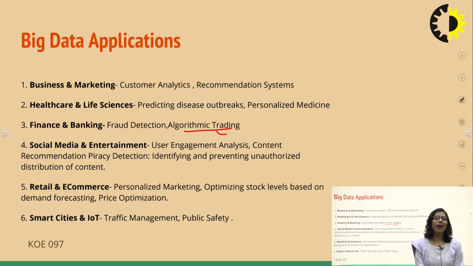If the demand is high, they can increase the price. So, they have to first analyze, right? Then there's IoT, traffic management and public safety. All these also help in managing the traffic. So, IoT is using your big data to gain insights on traffic management and public safety.